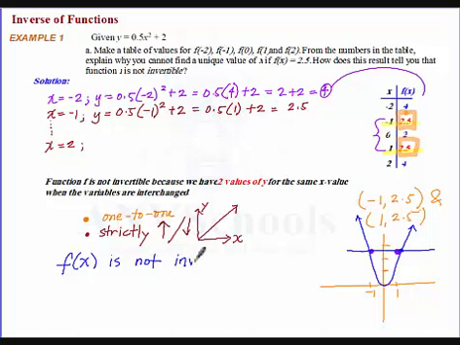As you can see in here, function f is not invertible because we have two values of y for the same x value when the variables are interchanged. So when you interchange your x and y, you will have the same x value for a certain y value. Do you get it?